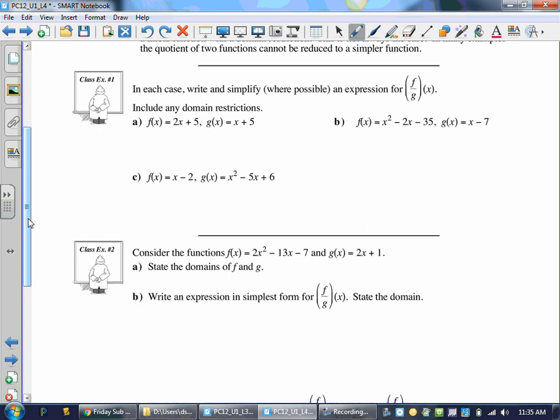So if we're going to divide them, we're going to go 2x plus 5, and we're going to divide by x plus 5. Does that simplify? No, it doesn't. So all we can say here is that x cannot equal negative 5. All right, let's move on to b.